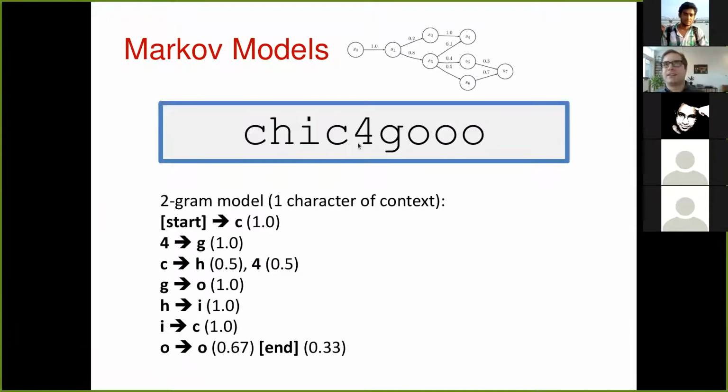And people have done different models of how much context is actually appropriate. So this is a 2-gram model, which is basically saying 1 character of context. So if you just take shik4gu and say, how frequently does a G go to an O? How often does an O go to an O versus an O go to an end character, right? And so this is the whole idea of a Markov model. People found that typically around 5 or 6 characters of context works best.